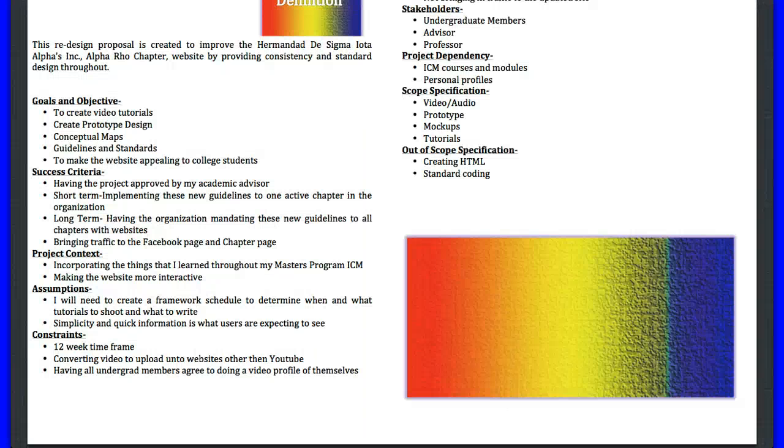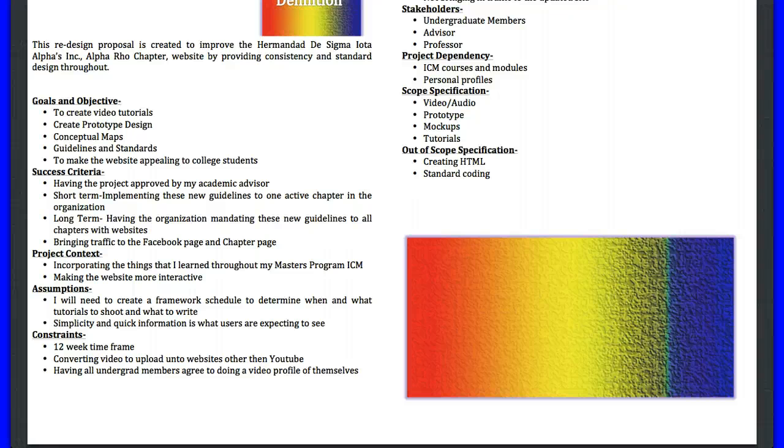So this is the Alpha Rho website redesign proposal that I have been creating for the 590 course as a project manager. The project definition of this redesign proposal for the Alpha Rho chapter of Hermandad Sigma Iota Alpha Incorporada is to basically redesign the current website to have consistency with content, with hierarchy, with design throughout the website.